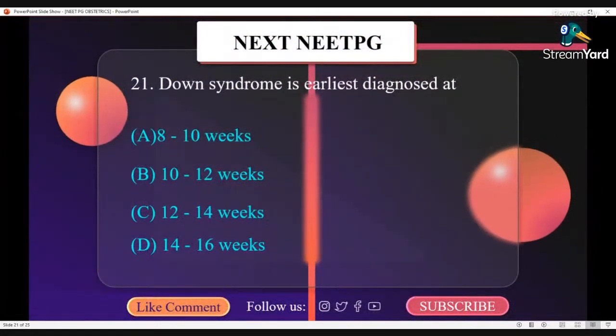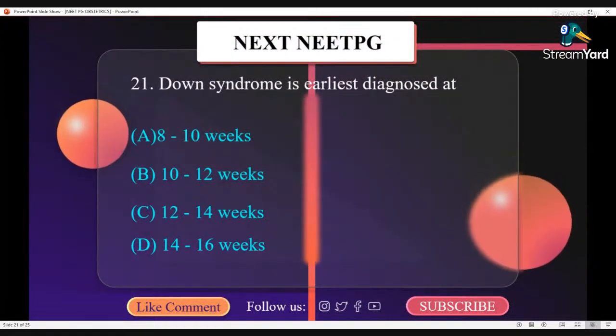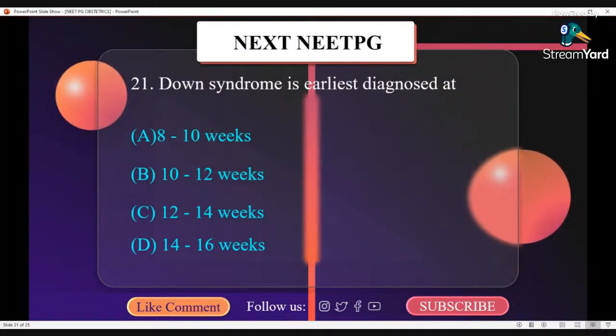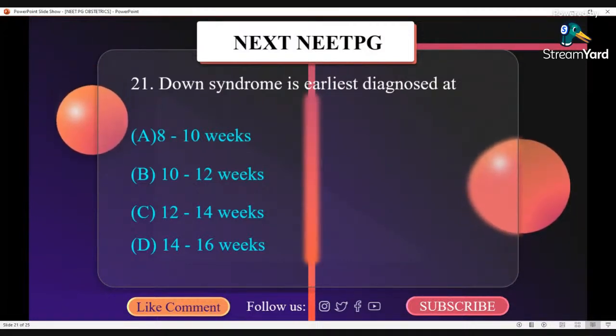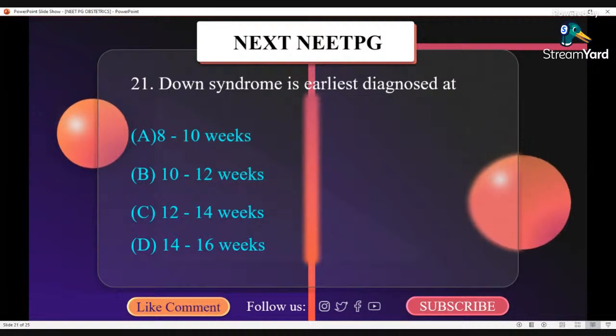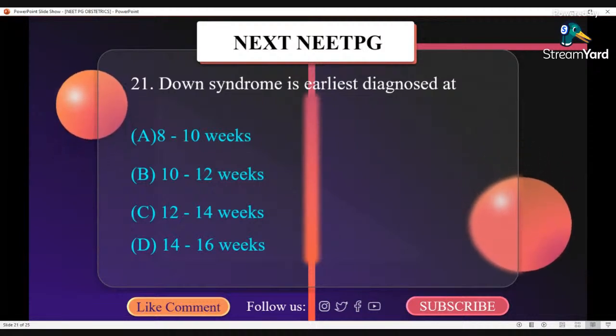Down syndrome is earliest diagnosed at A. 8 to 10 weeks. B. 10 to 12 weeks. C. 12 to 14 weeks. D. 14 to 16 weeks. Down syndrome is earliest diagnosed at B. 10 to 12 weeks.